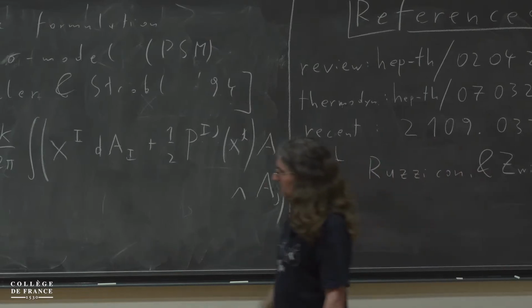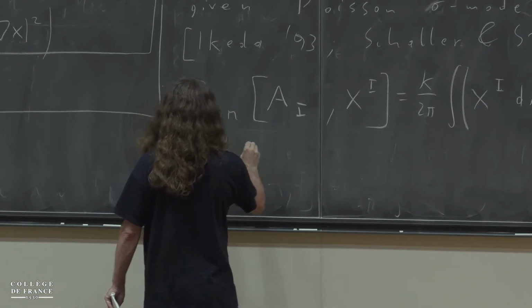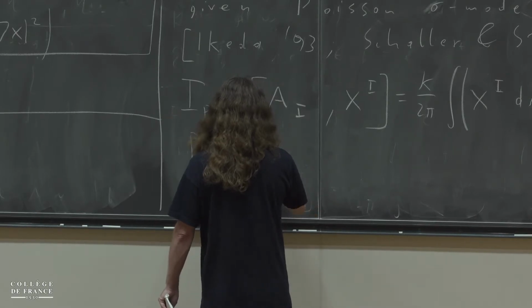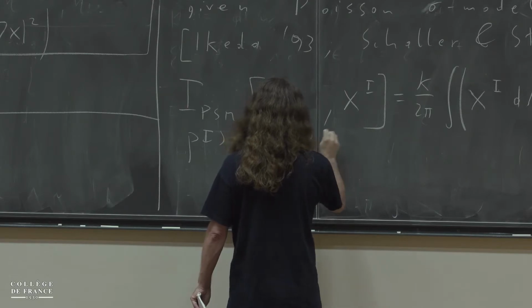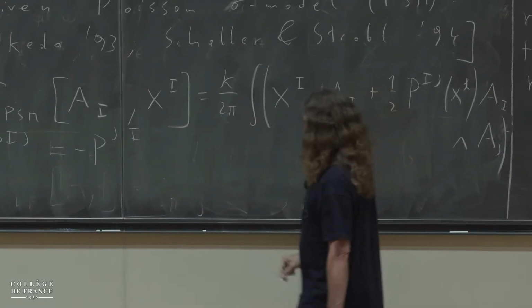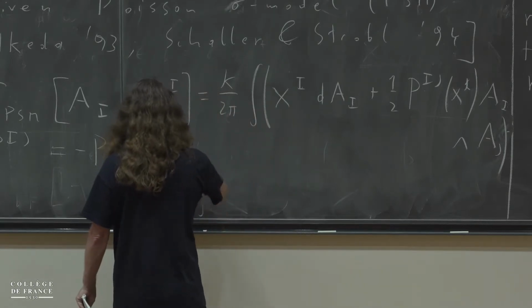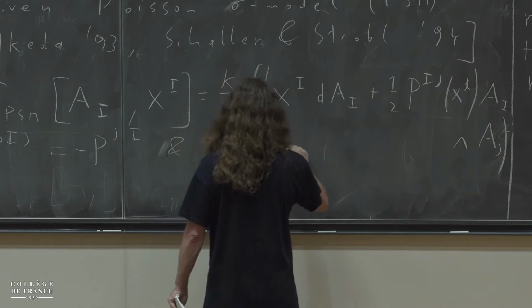And this tensor has to obey the following properties. So P^{ij} is a Poisson tensor, which means, first of all, it's antisymmetric. P^{ij} is minus P^{ji}. And it obeys nonlinear Jacobi identities.